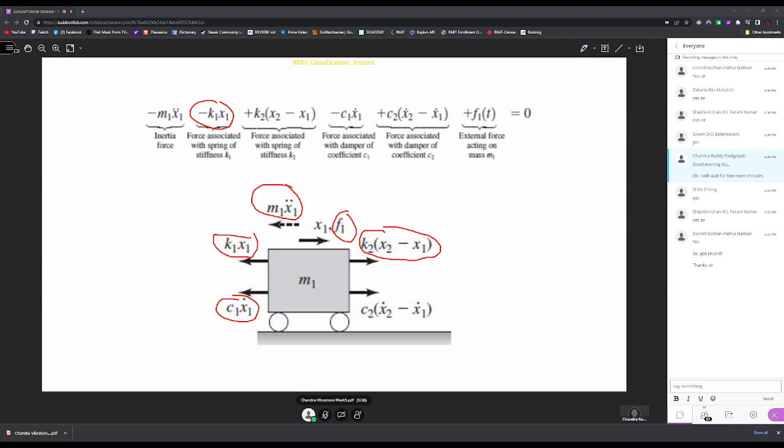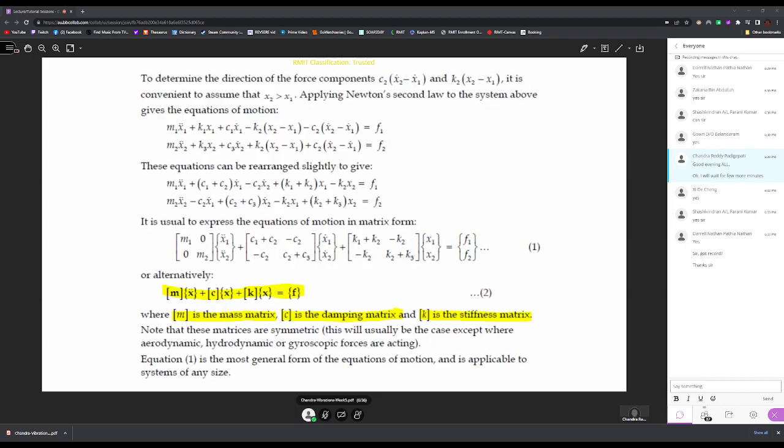Now we can write F1 of t in terms of the other terms, taking all of them to the other side. We can write the equation of motion as m1 x1 double dot, plus k1 x1, the spring force, plus the damper force c1 x1 dot, minus the spring force associated with spring 2, k2 into x2 minus x1, minus the damping force associated with the damper c2.